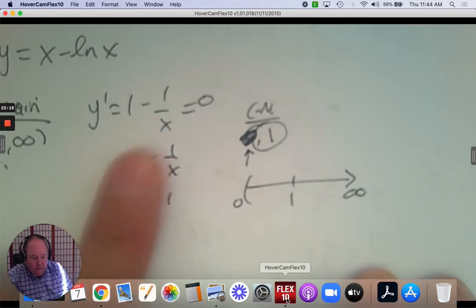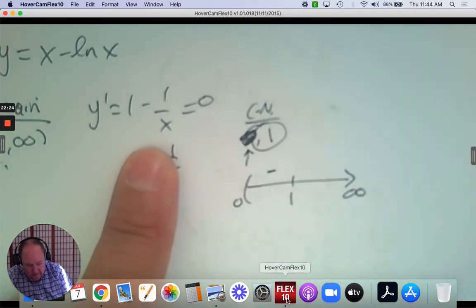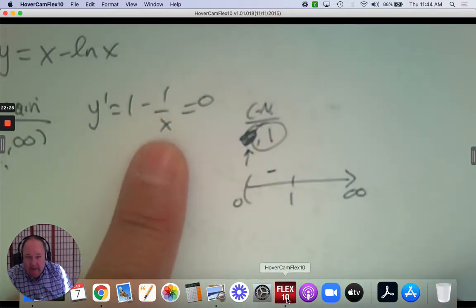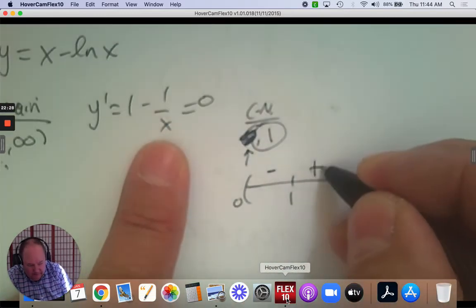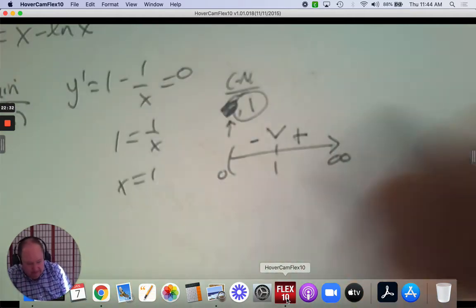Then into the derivative, if I plug in like a half or a quarter or a fifth and do the reciprocal, it's actually going to be a negative answer. If I plug in a number bigger than 1, it's going to be a positive answer. So at positive 1, it creates a minimum.